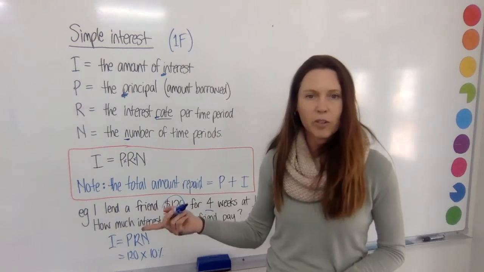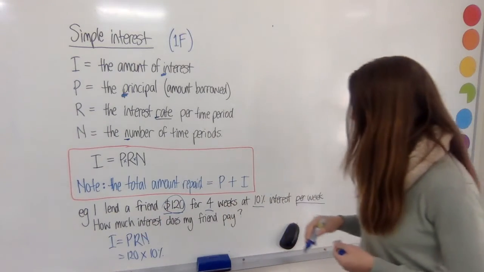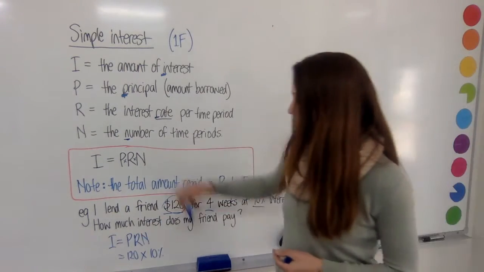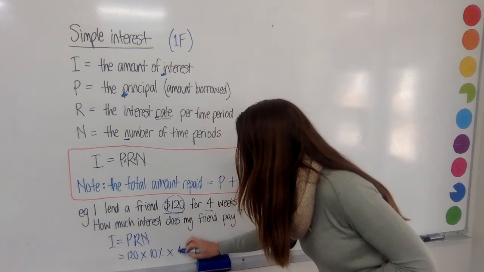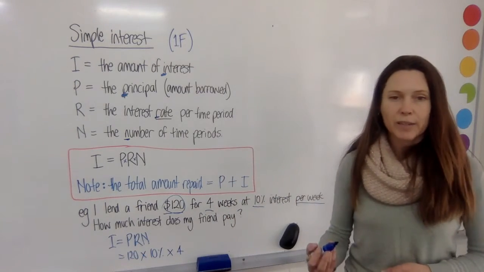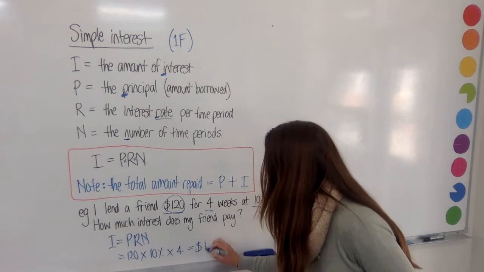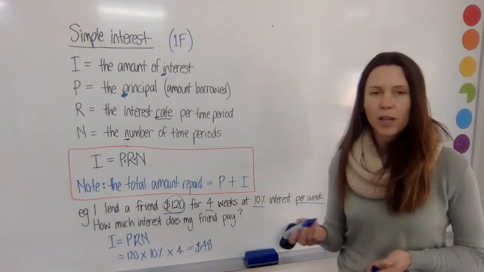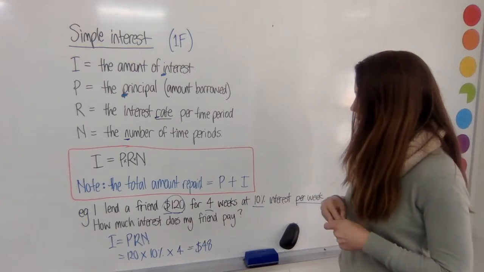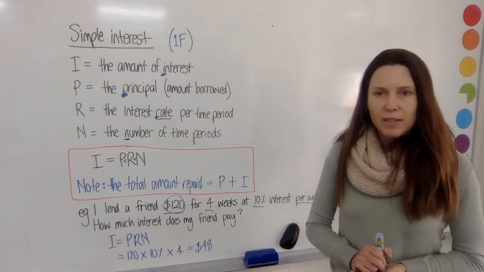You've got a percent button on your calculator, so you may as well use it. Times the number of time periods, and here my friend is keeping the money for 4 weeks. Type all that into your calculator, and you should get $48. Check that you can do it now, and that you can get the right answer.